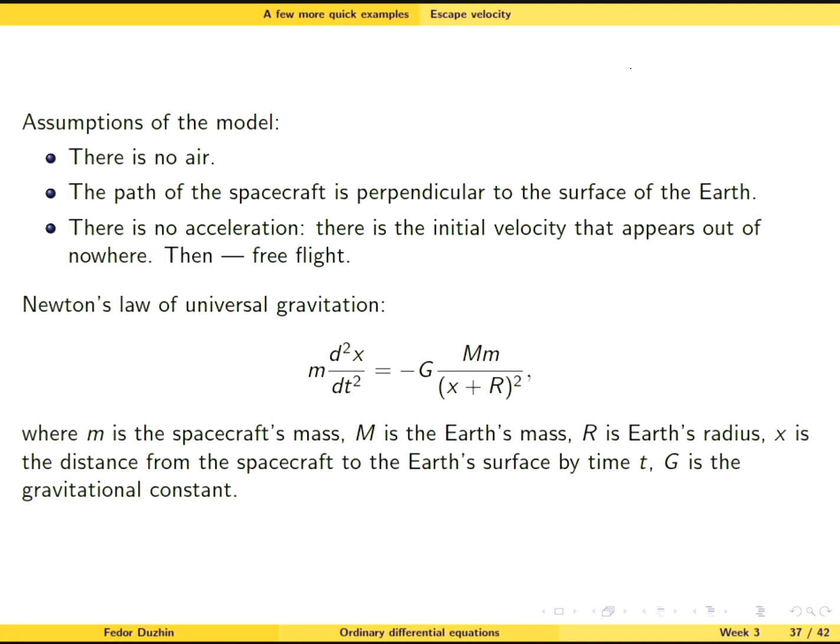Then we have Newton's law of gravitation. According to Newton's law of gravitation, the force of gravity is directly proportional to the product of masses of two bodies and inversely proportional to the square of the distance between the centers of the bodies. So which is why we have this equation.